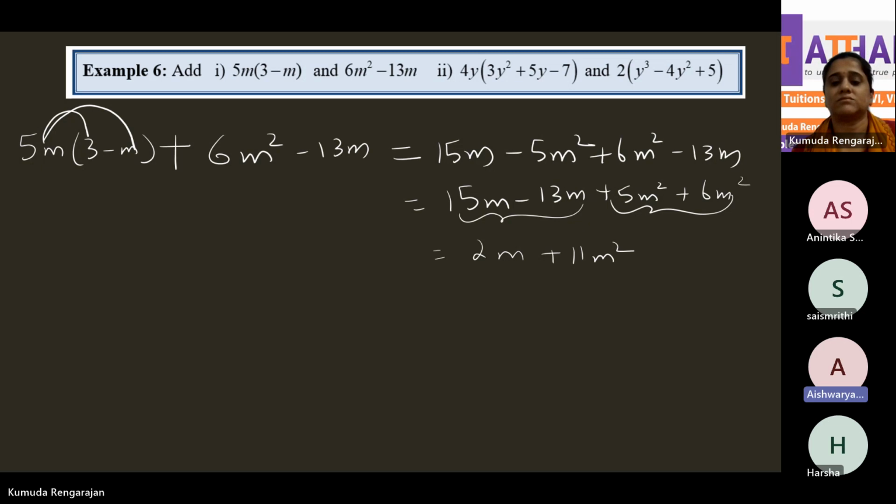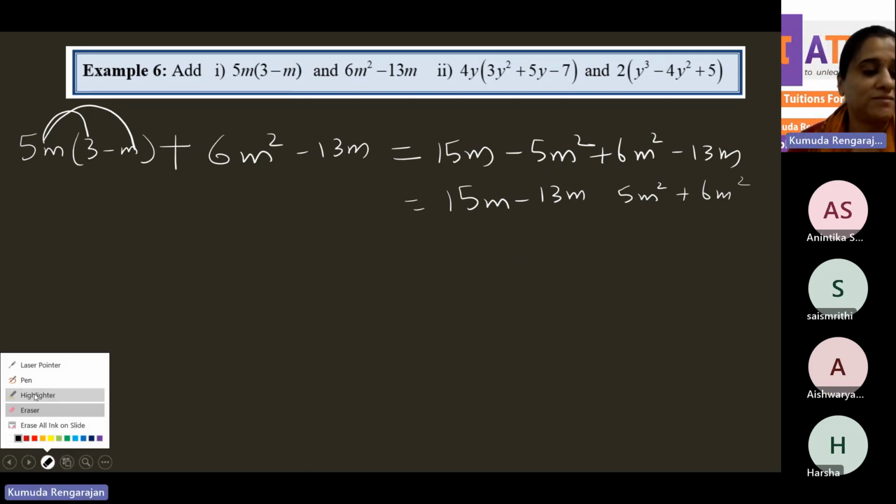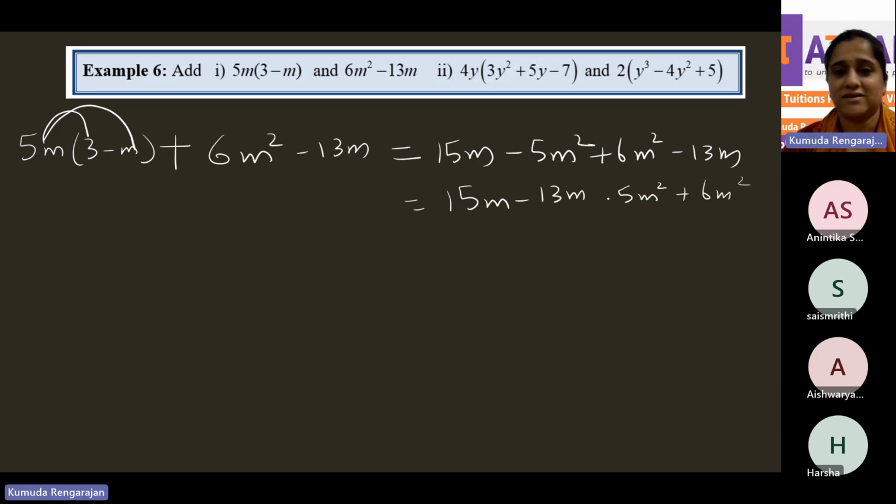Over here at the top it's written minus 5m square and here it's plus 5m square. Oh yeah, sorry. Thank you, Aishwarya, by mistake. Yes, ma'am. Yeah, it's minus. We are not transposing, we are not taking it to the other side of something. This is not an equation, it's an expression.